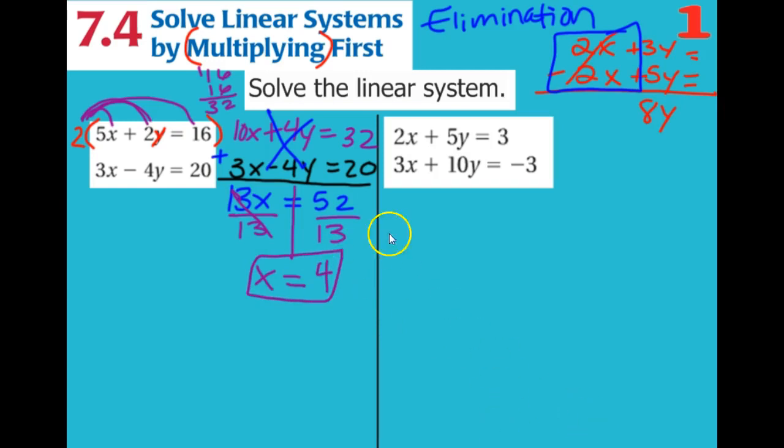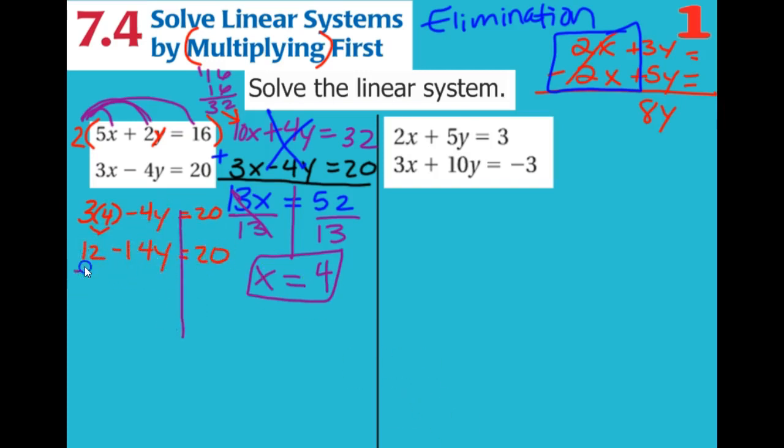Now we need to plug it back into one of our equations to find y. You can use the first equation, the second equation, or the one that you multiplied by 2. It doesn't matter. I'm going to use this bottom one because we didn't mess with it yet. So it says 3x and x is 4 minus 4y equals 20. Well, 3 times 4 is just 12. So 12 minus 4y equal to 20.